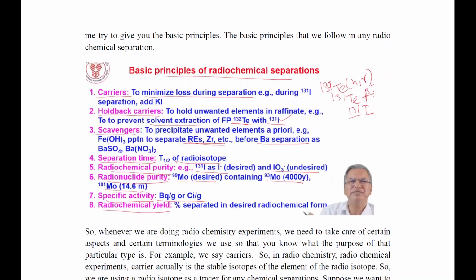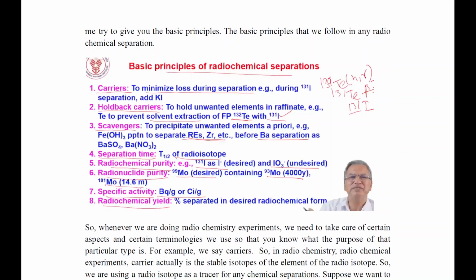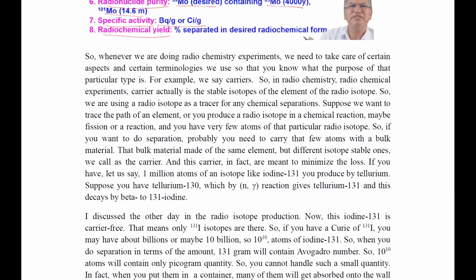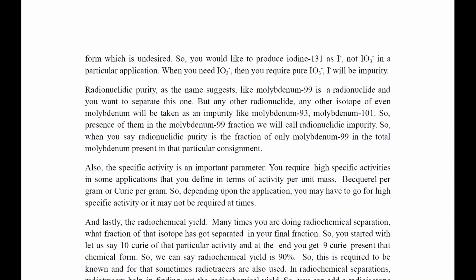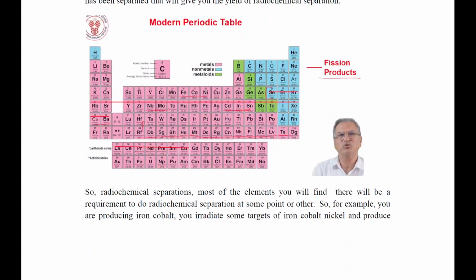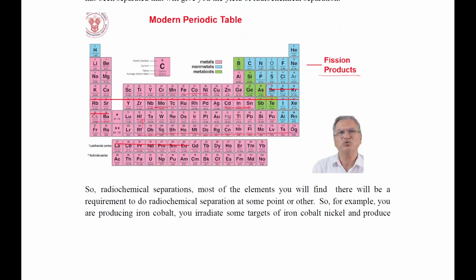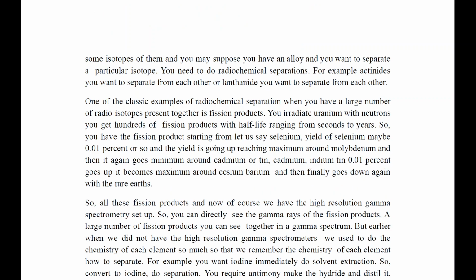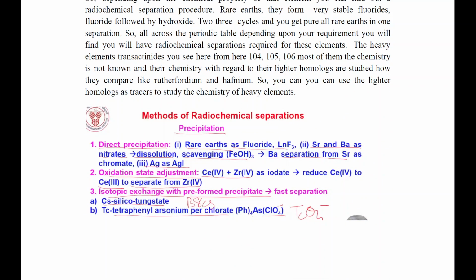And then he talked about the basic principles of radiochemical separations: the carriers, holdback carriers, scavengers, separation time, radiochemical purity, radionuclide purity, specific activity, and radiochemical yield. Basically, the important things are carriers and scavengers and the radiochemical yield. This is the percentage separated in desired radiochemical form. And then he talked about the fission products and how we can deduce them from a modern periodic table, and the methods of radiochemical separation. So there can be many methods.